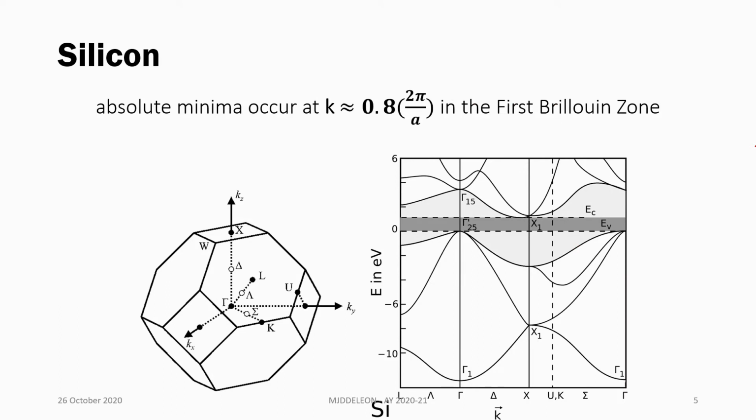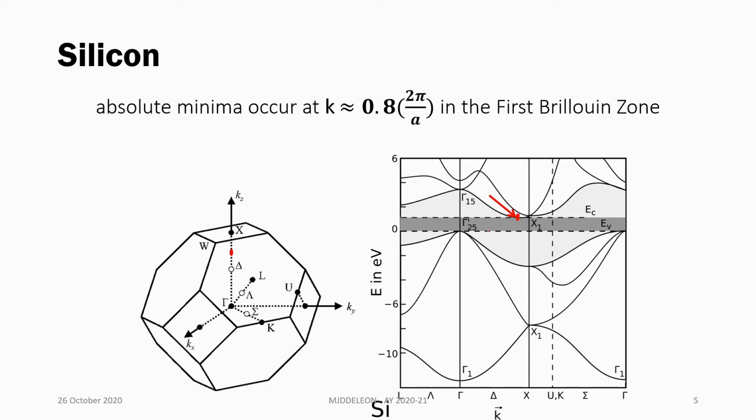For silicon, the absolute minima of your energy band structure of your conduction band occurs at K is equal to 0.82 pi over A, or in this point here. Ito yung absolute minima natin sa silicon. This occurs at this point along the direction, along the direction delta. Dito.